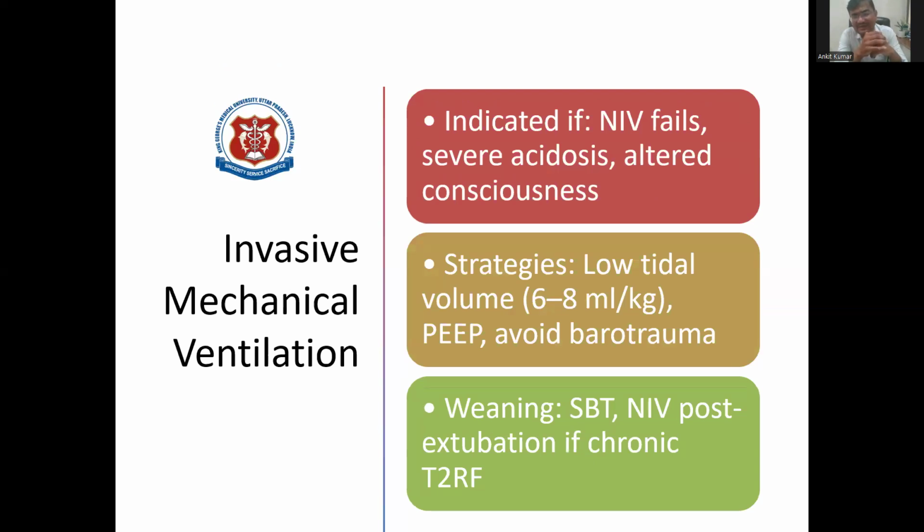Invasive mechanical ventilation is indicated in those patients who fail non-invasive ventilation, or who are unconscious, or who have severe acidosis, pH less than 7.25. In those types of patients, you can use invasive mechanical ventilation directly, right? And you should follow the strategies of low tidal volume, low PEEP to avoid barotrauma. And those patients who you kept on non-invasive ventilation, you should try to extubate early if they get improved, right?